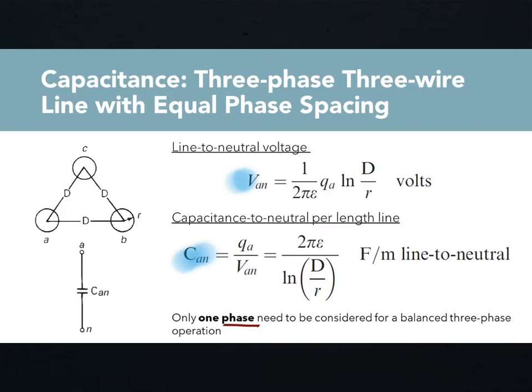Going back, our voltage is given by this, and our capacitance to neutral is also this one. We always have to take note that this is farad per meter. Yun ang default natin. In inductance, it's henry per meter, while this one is farad per meter. That's a three-phase, three-wire line with equal phase spacing.